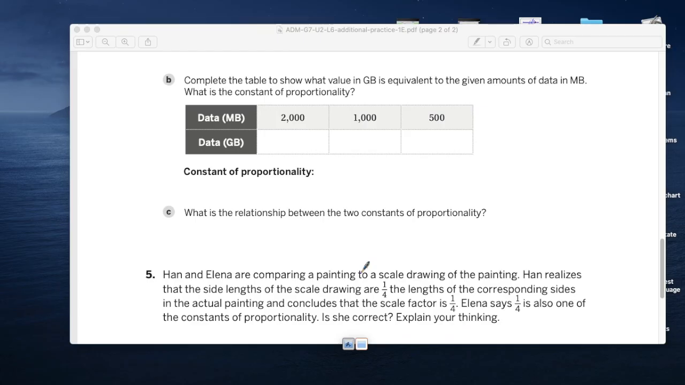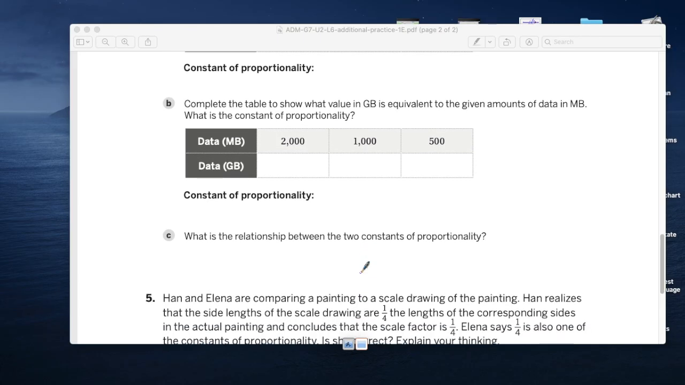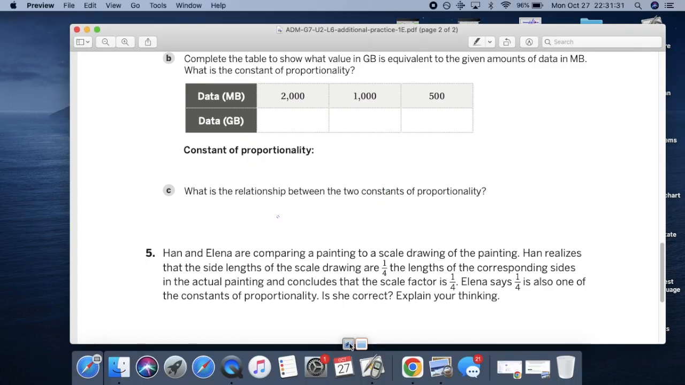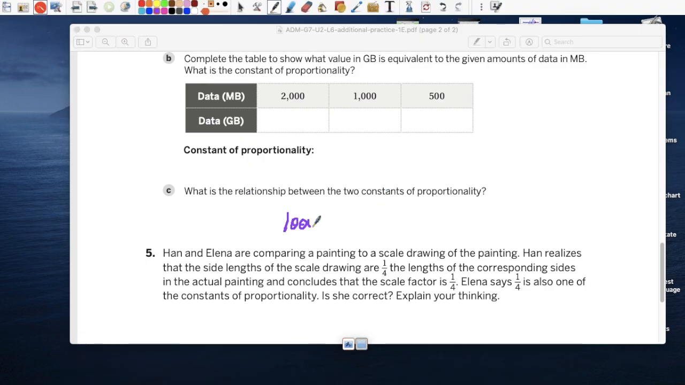Constant proportionality, yeah, we found that it's 1 over 1,000. What's the relationship between the two constants? One constant proportionality was 1,000. The other one was 1 over 1,000. What are these two called? They're called reciprocals.